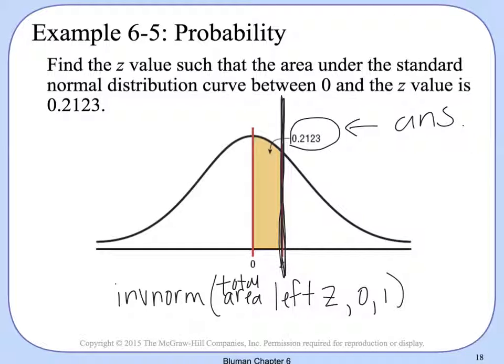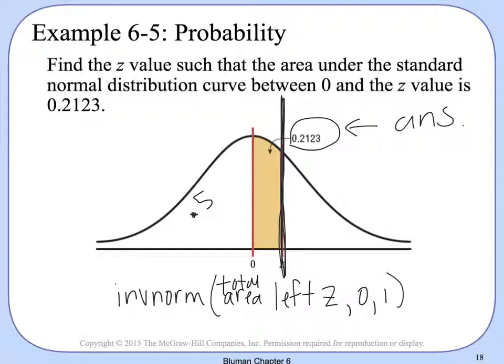Well, let's look at this picture. 0.2123 is in here. How much area is to the left? Well, how much is in this space here? 50%, right? Has to be. This is half the curve, right? So 0.50 is here, or 0.5, and this is 0.2123.